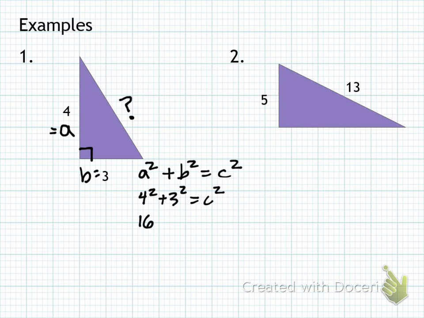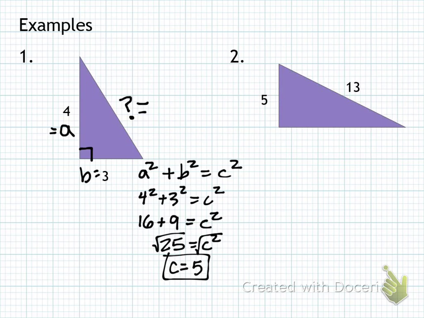So 4 squared is 16, 3 squared is 9. 16 plus 9 gives me 25, so I have 25 equals c squared. But I don't want to know c squared, I want to know c, so I have to take the square root of both sides, and I get c equals 5.